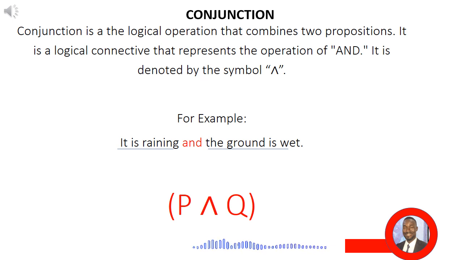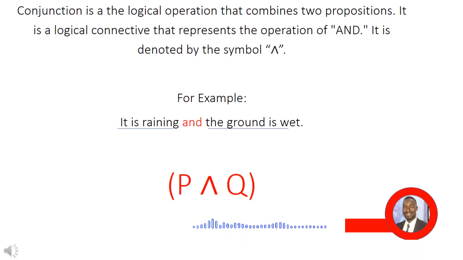For example, if we have the statement, it is raining and the ground is wet. To put this in symbol, it will become P representing the first statement and Q representing the second statement. Then we'll have P, V upside down, Q. And this is said to be a conjunctive statement where P is the first conjunct and Q is the second conjunct.